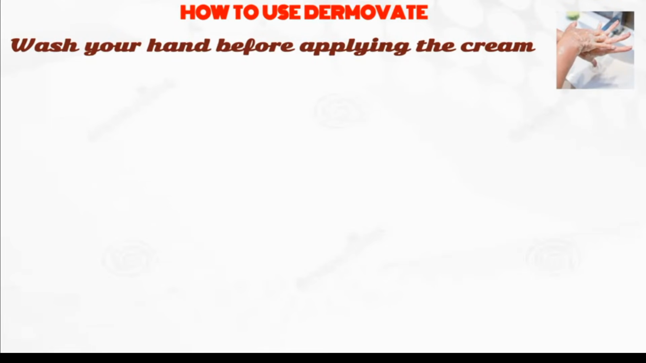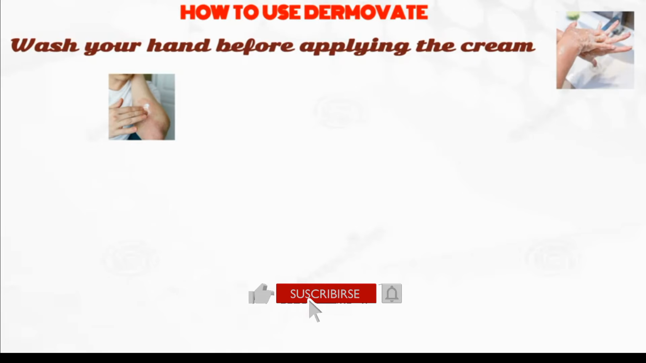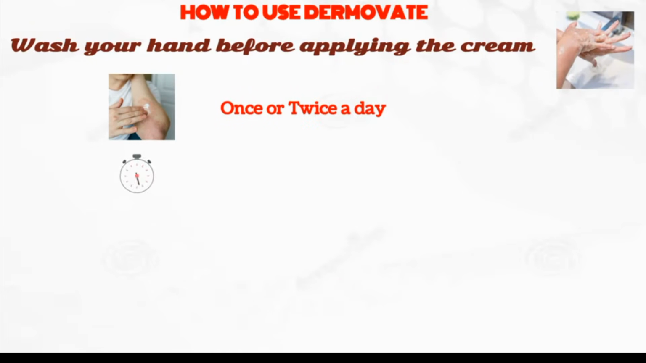Let's see how to use Dermovate. Wash your hand before applying the cream. Dermovate cream should be applied evenly and thinly to the affected areas of the skin, once or twice a day. Use for a period of 7 to 14 days.